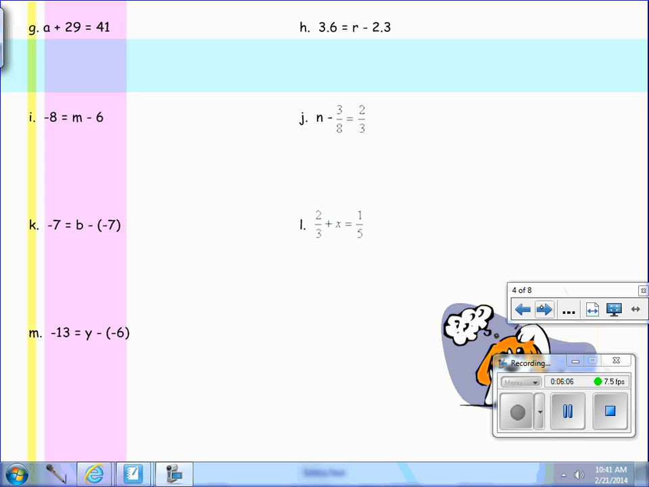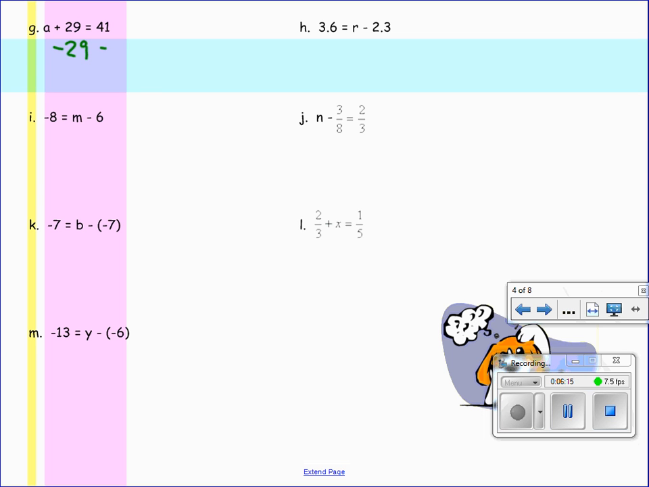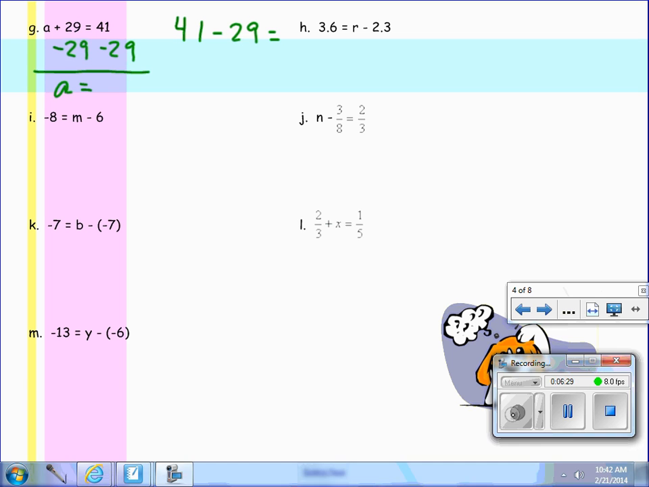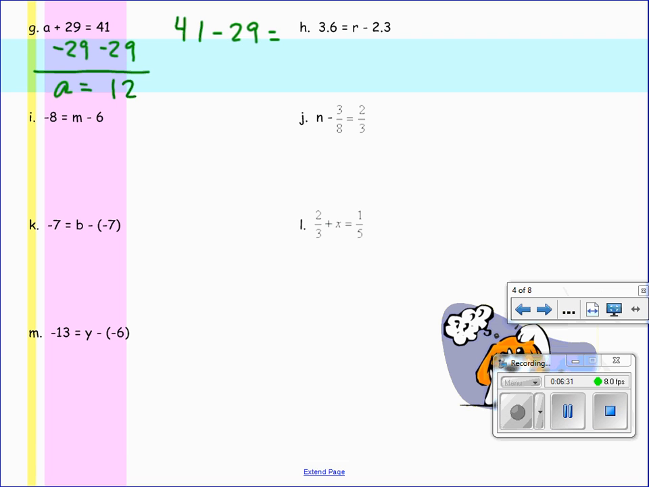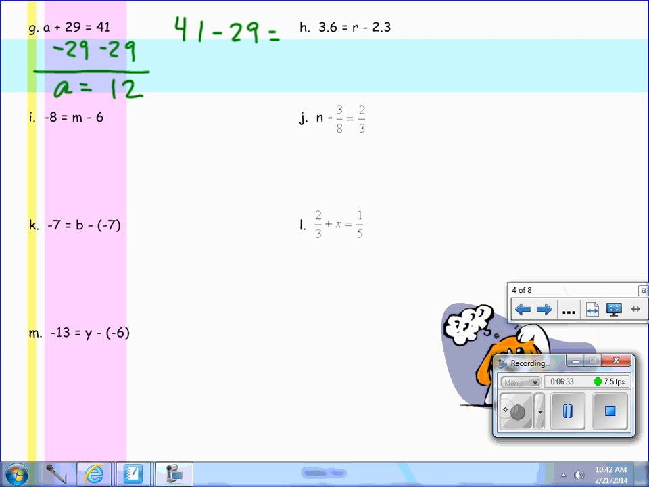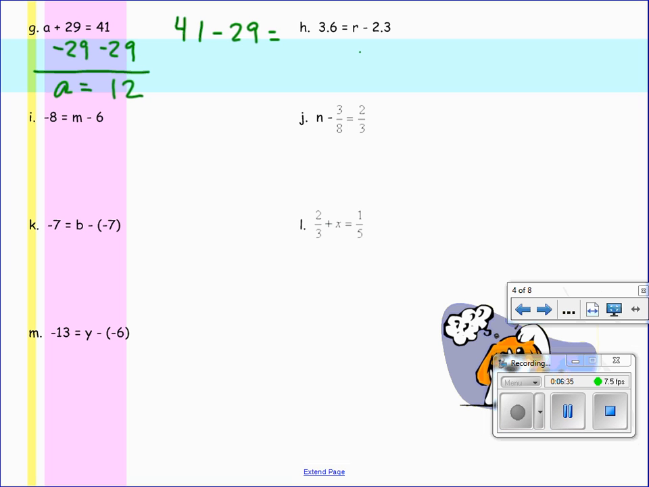In our next set of examples, I'm going to subtract 29 from each side on this example. A is equal to, again, I can do 41 minus 29. 41 minus 29 is 12, so A is equal to 12. So in H, I'm going to add 2.3 to each side.